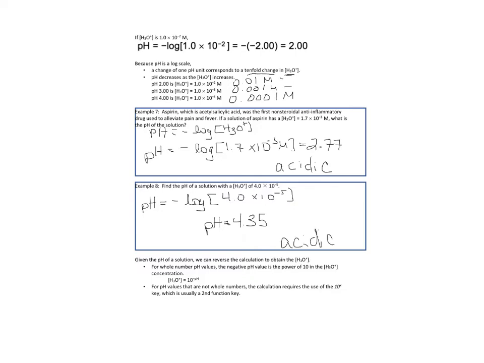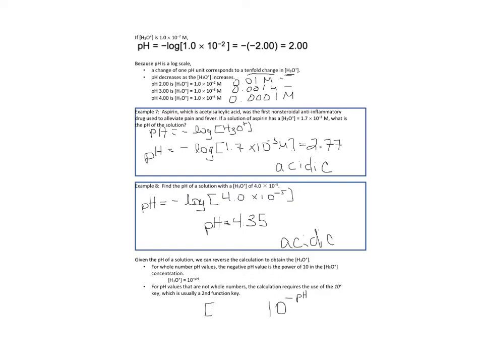Okay, what if you're given the pH of a solution and you want to know the opposite? You want to know the concentration of the H3O plus. So for undoing pH, what you really want to do is undo the log. I know some of you haven't taken math in a while, so let me just explain this. To undo the log, you're going to raise your number to the power of 10. So you're going to have 10 to the negative whatever your pH is.